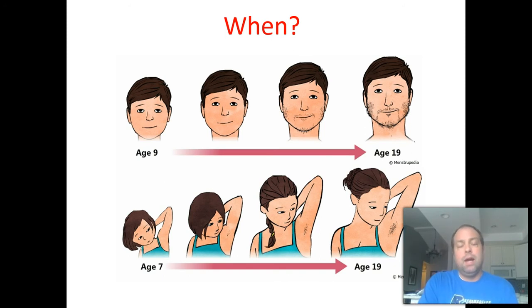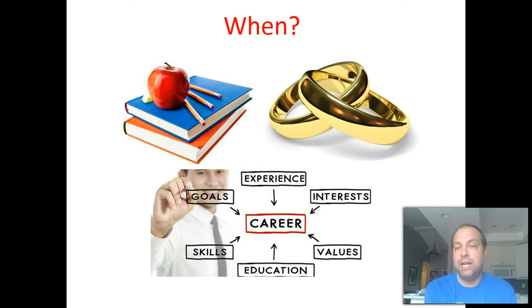Now, I talked about when it could occur. It doesn't mean it should occur at that time. In fact, when should it occur? As your mom or dad always say, it should occur when you have a good education, when you're married, and when you have a good job or career.